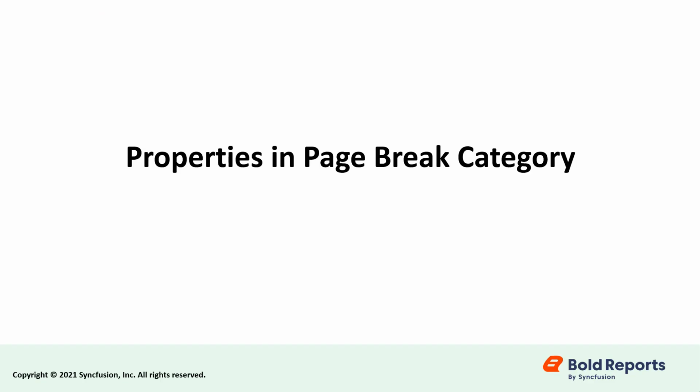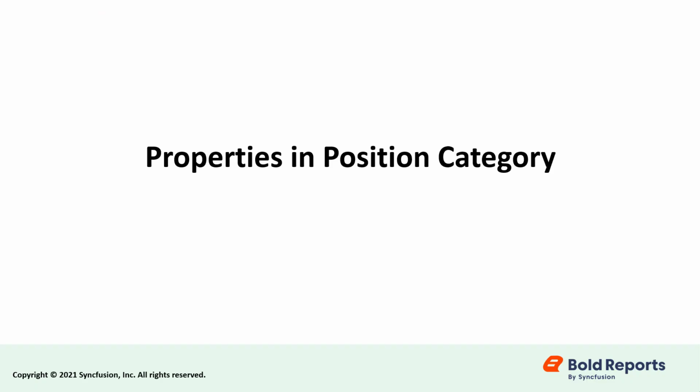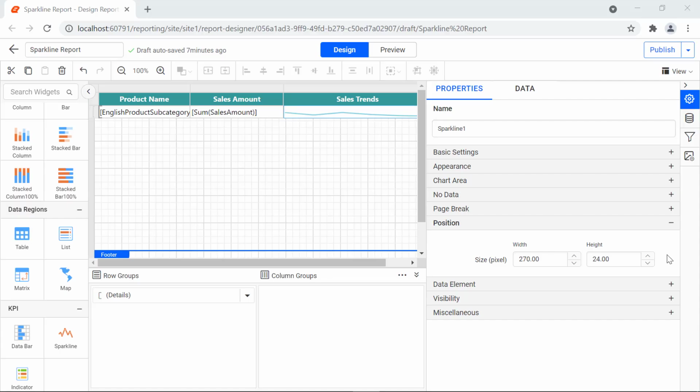Let's look at the properties under the Page Break category. The Page Break property is used to control the amount of information on each page when you preview the report. By default, none is selected as the break location value. I enable the Page Number Reset property. Next, we'll see the properties under the Position category. The Size property is used to change the width and height values of the Sparkline report item.